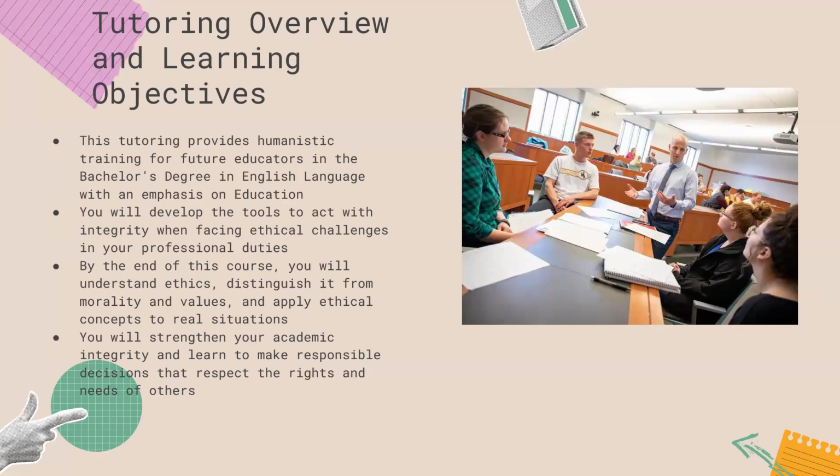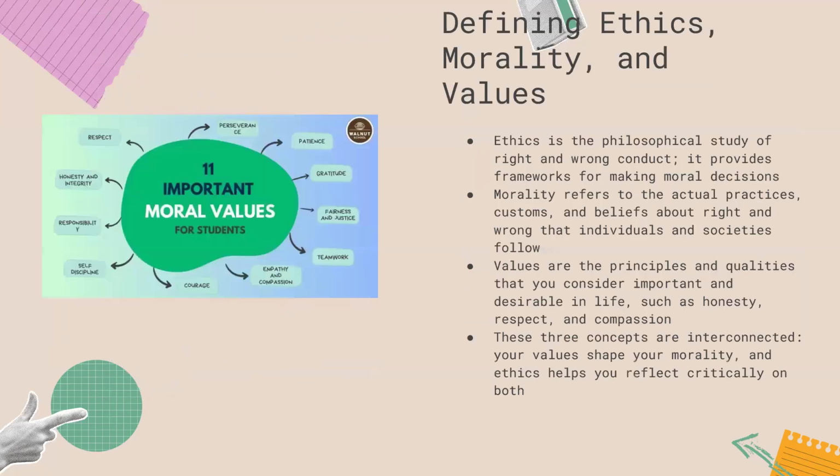And at the end of this tutorial, you will understand ethics, distinguish it from morality and values, something that I'm pretty sure you have some knowledge of, and apply ethical concepts to real life situations. And doing this, you will strengthen your academic integrity and learn to make responsible decisions that respect the rights and needs of others. So this is an overview, as I said before, regarding the previous course that we were taking about professional ethics, okay? And we have the learning objective for this session.